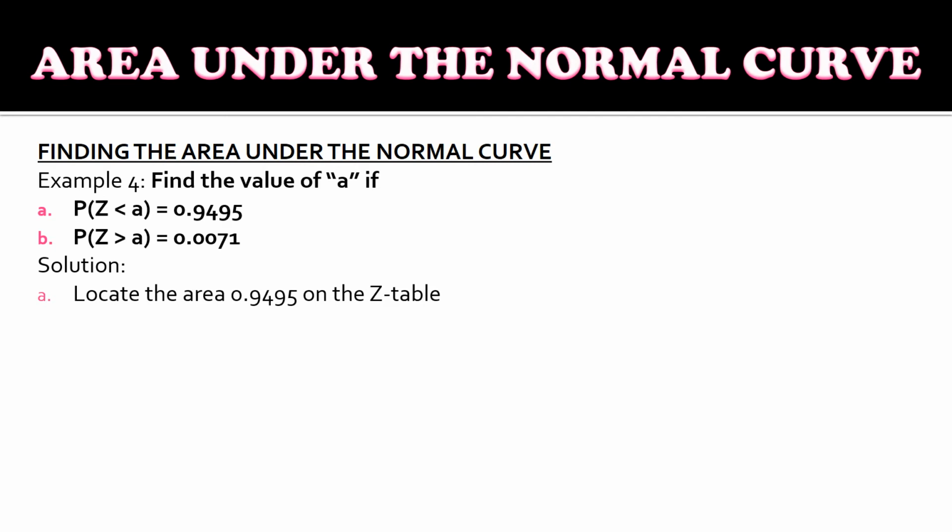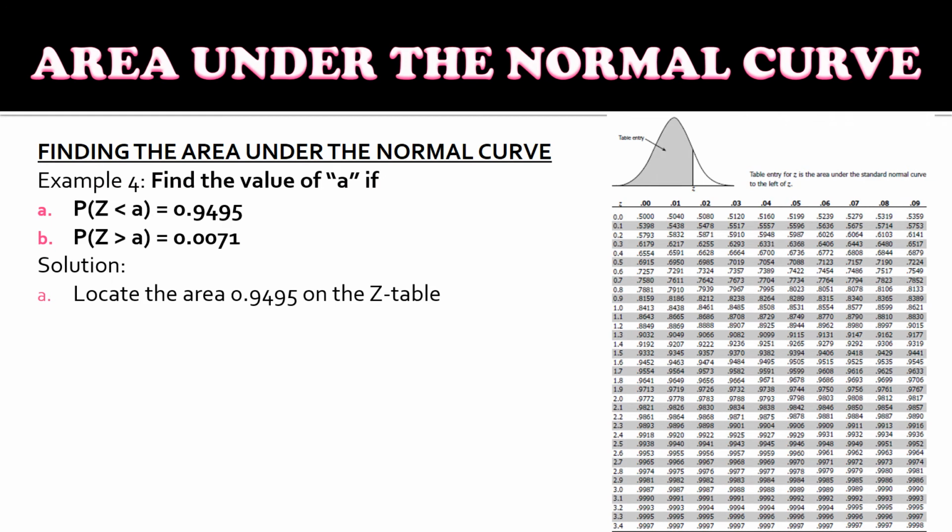So first, locate the area 0.9495 on the z table. Okay, so that's the 0.9495. Earlier we were looking for the intersection, but this time we have the area. So we're just going to trace it back on the leftmost and then on the topmost to get the value. So we have 1.6 and 0.04. Therefore A equals 1.64.